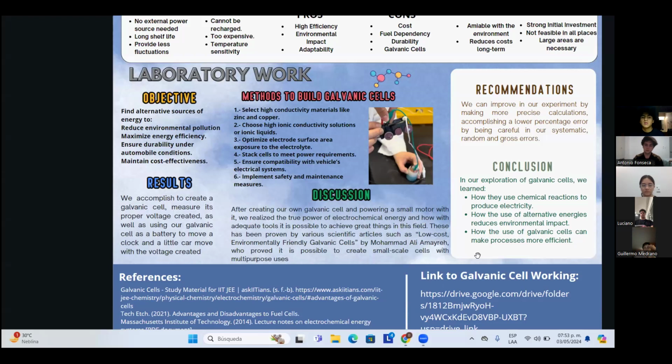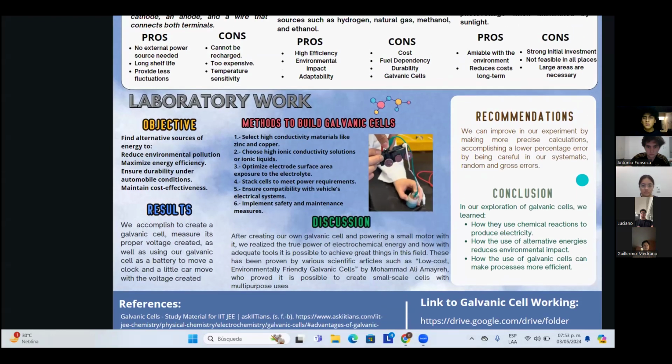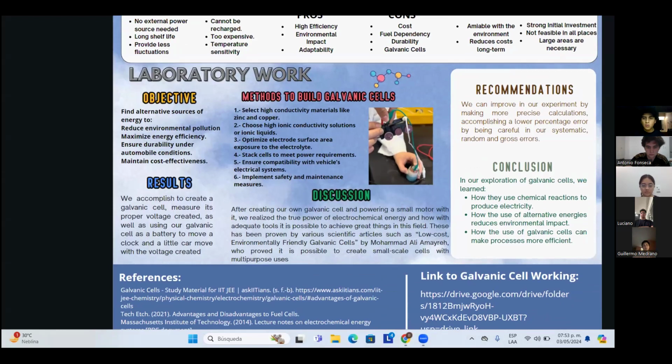On the bottom of the poster, you can see the references that we used and the links to our galvanic cell working. There are two links: one video of the clock working and one video of the small motor working.